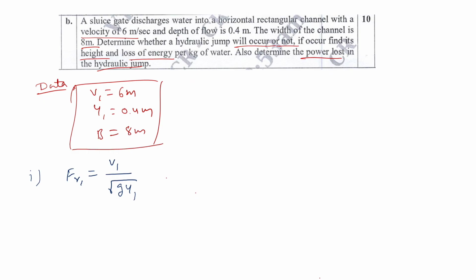We know that V1 is equal to 6 meter per second. Fr1 is equal to 6 meter per second divided by square root of g, which is 9.81, into depth 0.4 meter. After solving, we will get Fr1 is equal to 3.03.